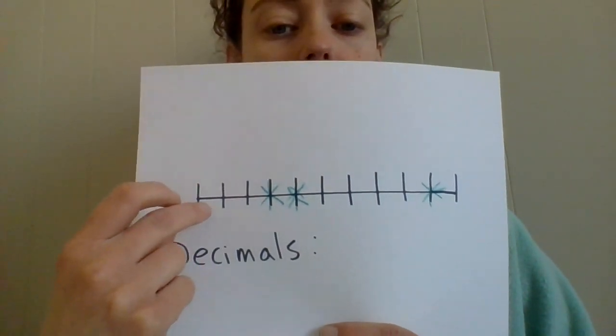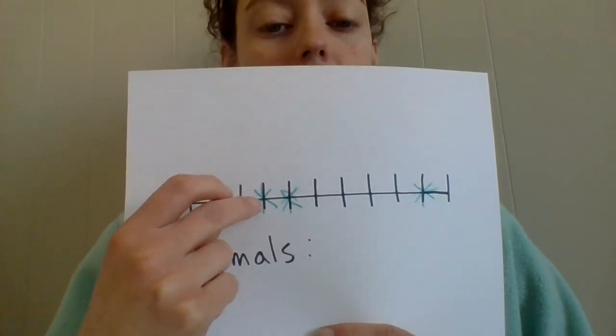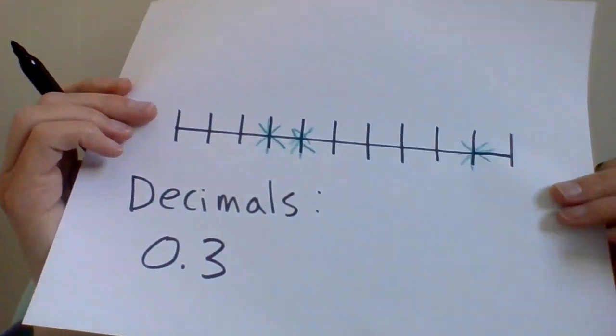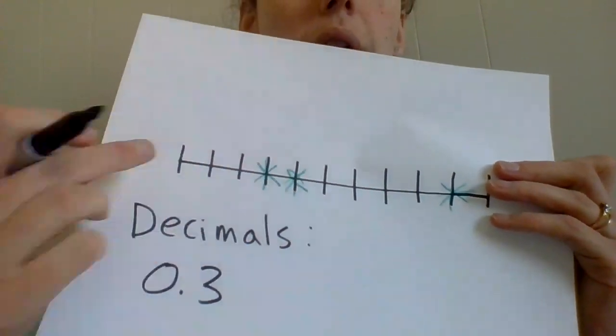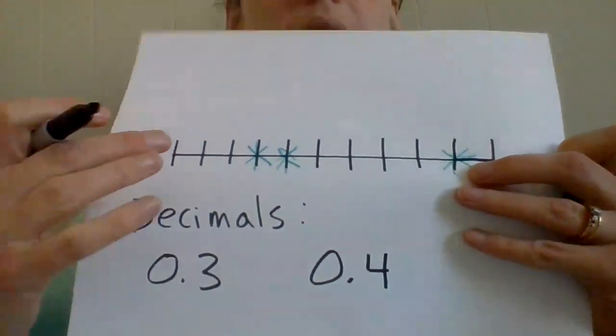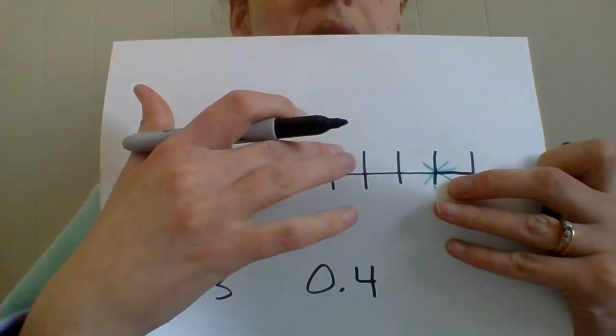Okay, so for this first one, 1, 2, 3, so it's 3 in, so it's 3/10. And so how would we write that? So let's write this down. That would be 0.3 or 3/10. And the second one is 4 in, so that would be written as 0.4 or 4/10. And then this final one, that is 1, 2, 3, 4, 5, 6, 7, 8, 9 or 9/10.